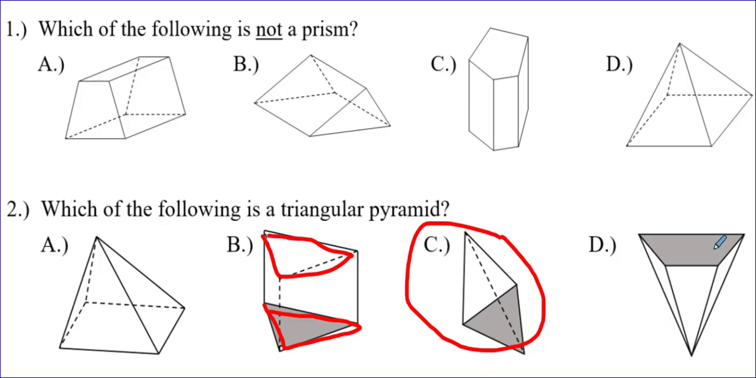Choice D was a pyramid, but it was a trapezoidal pyramid. The base is actually at the top here, so this is kind of upside down, and there were triangles coming off of that trapezoidal base, so that is why choice D was a trapezoidal pyramid.